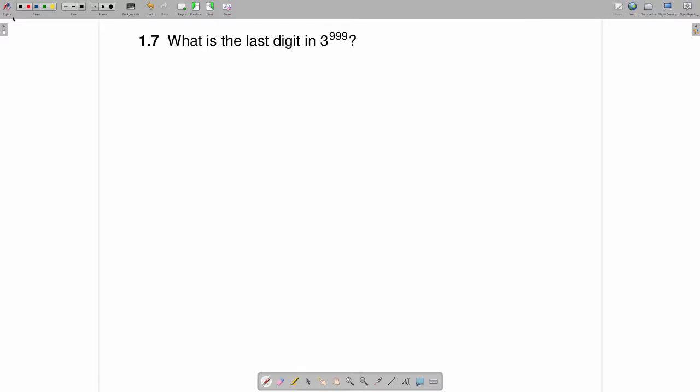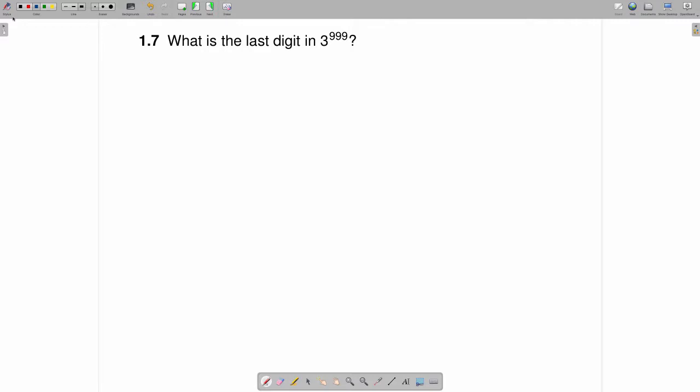What is the last digit in 3 to the 999th power? Questions of this nature will show up on SAT and ACT exams from time to time. The reason is that if you have a calculator and you take 3 to the 999th power, you'll have overflow, and that won't allow you to pick off that final digit, that is the ones digit.